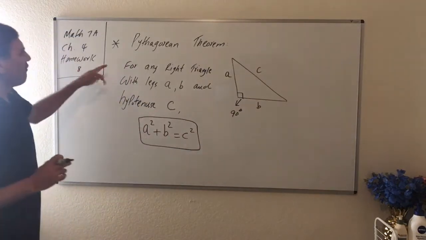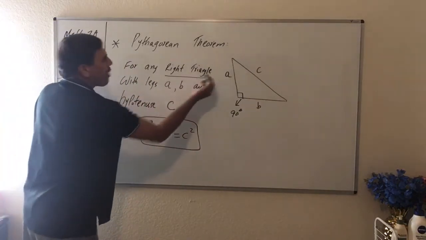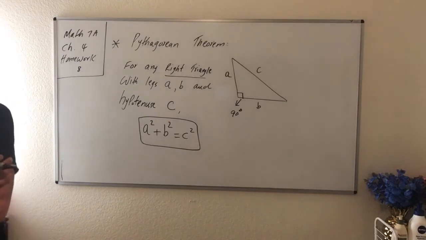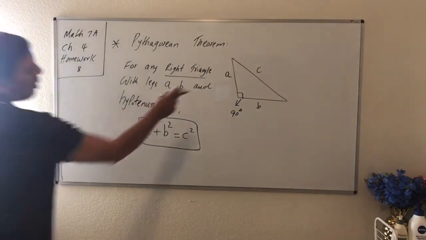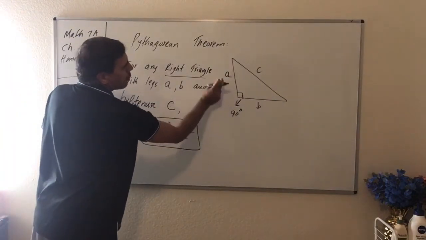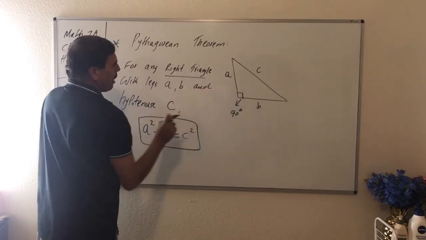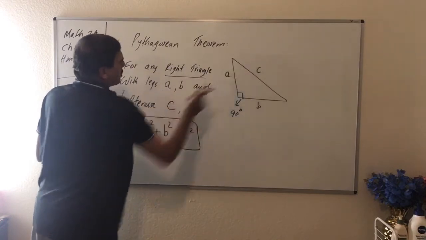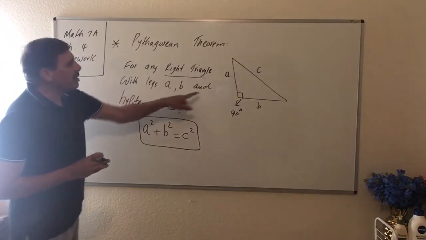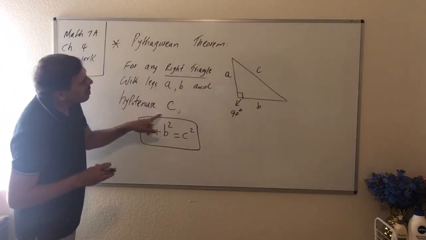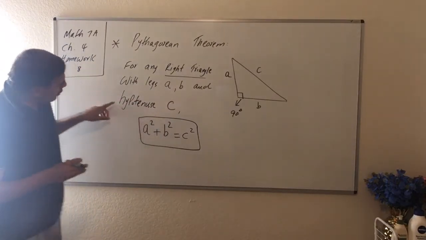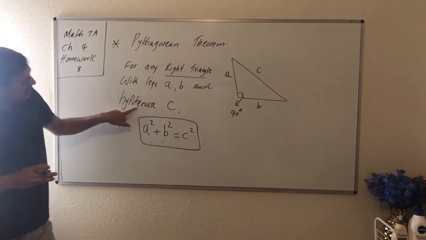So for any right triangle, a triangle with a 90-degree angle, these are called the legs, A and B. You can call them A, B or B, A, it doesn't matter. But C is always the longest side. A and B are called the legs, and C is known as the hypotenuse. H, Y, P, O, T, E, N, U, S, E.